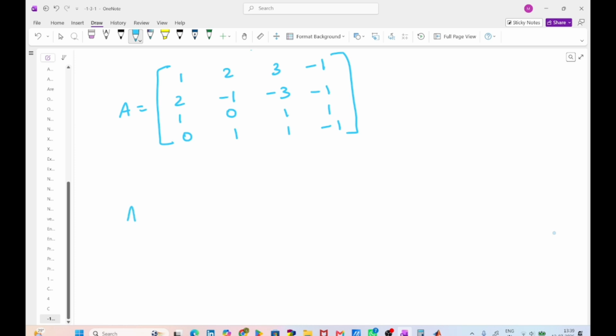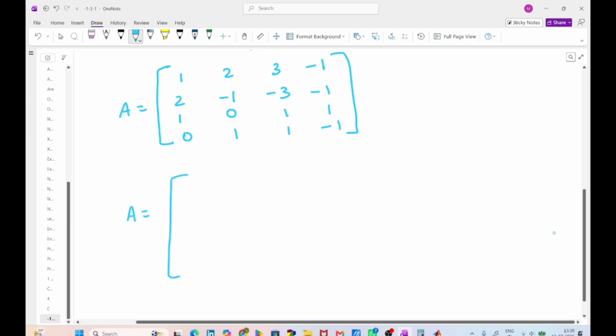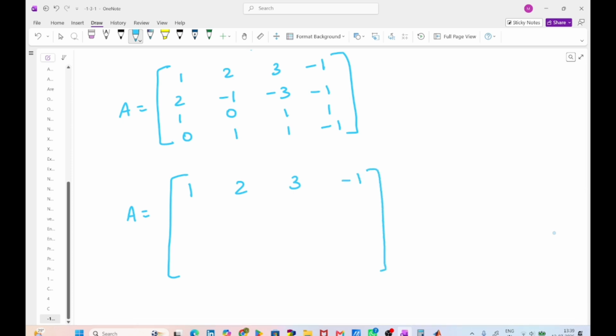For that A is equal to 1 2 3 minus 1. Let this be R1, and then for R2 we need to do the operation. For that it needs to become 0, so in the place of 1 it should be minus 2. For that simply write R2 minus 2 R1. We know that 2 minus 2 is 0. Let us use the calculator for this.